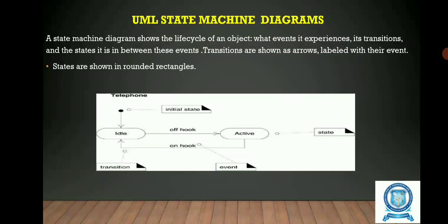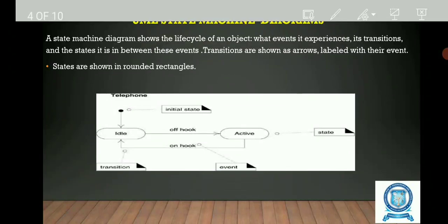Okay, so this is an example for a telephone. When a telephone comes, it will be in the idle state first. When the telephone rings or a connection comes, it will go off hook, that is, on call, and then it will enter the active state. So this is an example of a state machine diagram. This is the initial state, the start state, and we'll have an end state.